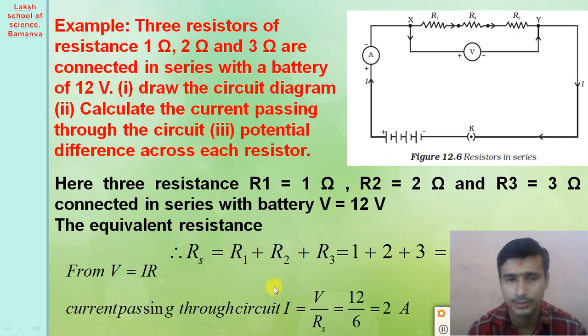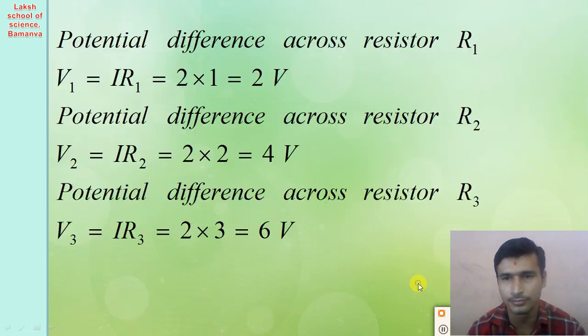So dear students, the current passing through each resistor is 2 ampere, right? Now we calculate the potential difference across each resistor. How can we calculate the potential difference across each resistor? The potential difference across the resistor R1, V1, is equal to I into R1. As you know, the current passing through the circuit I is 2 ampere and the resistor R1 is 1 ohm. So we get the potential difference of 2 volt.